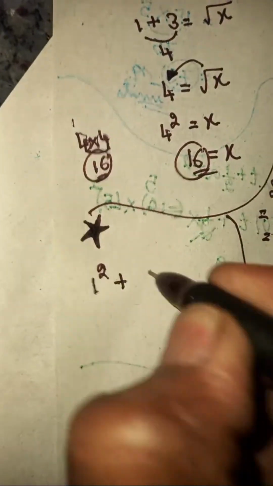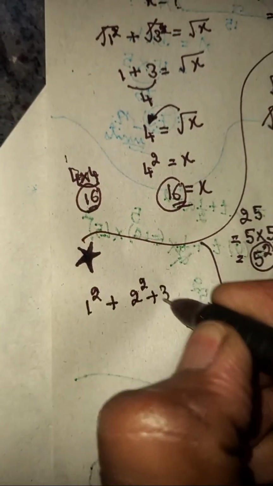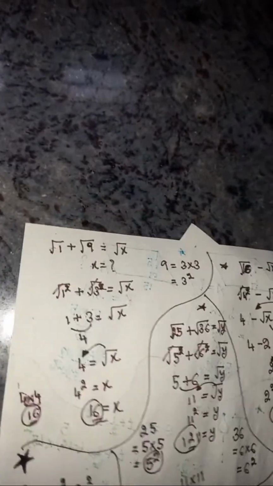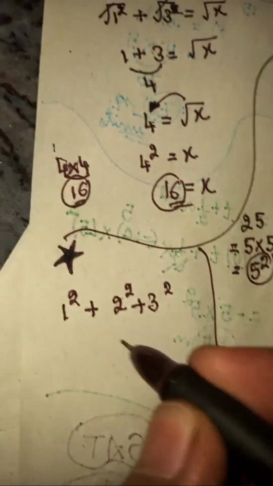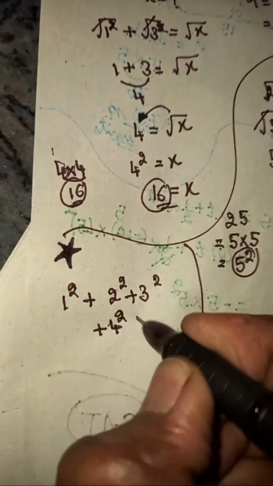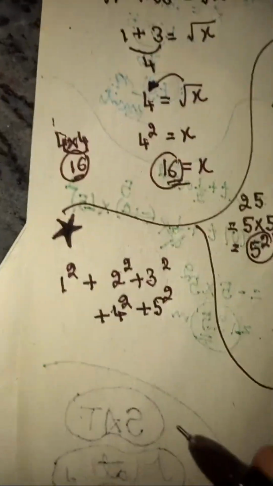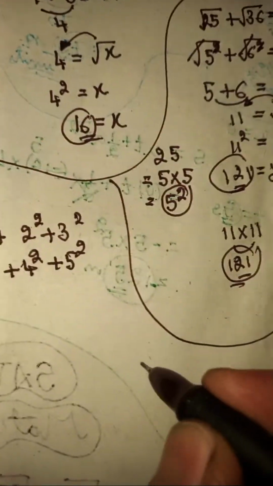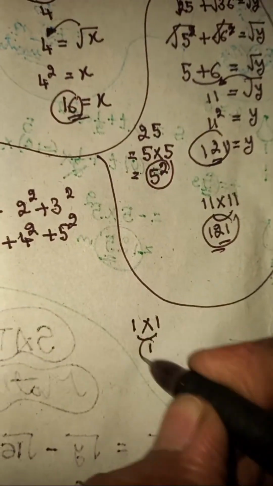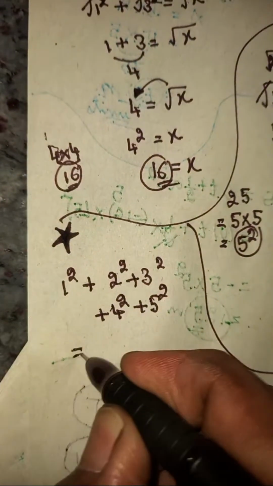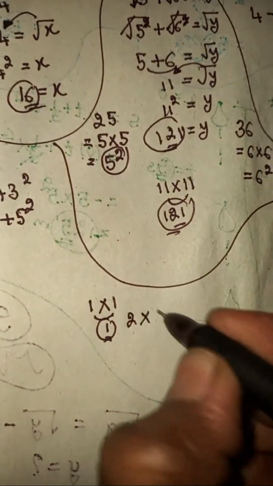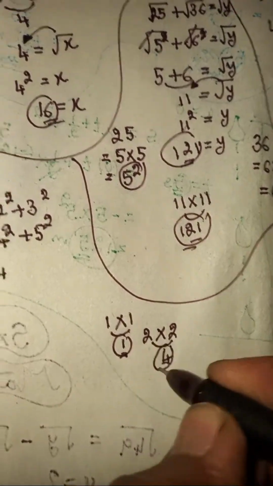1 square plus 2 square plus 3 square plus 4 square plus 5 square. Now you can do this easily. 1 square means 1 times 1, which remains as 1. So 1 plus 2 square means 2 times 2, which equals 4.